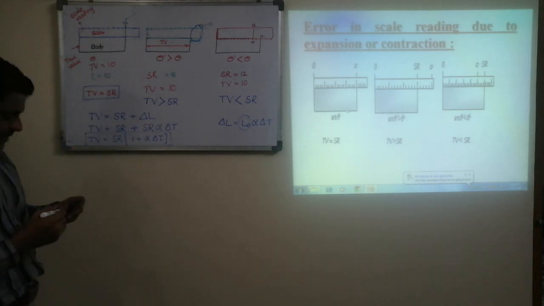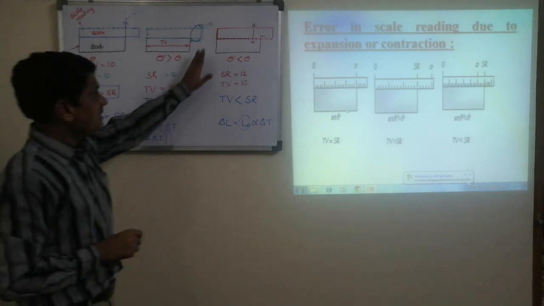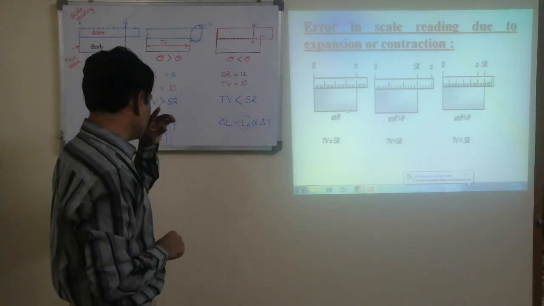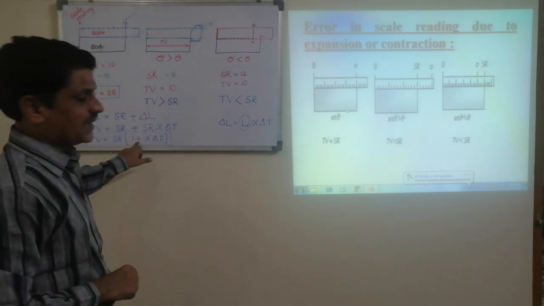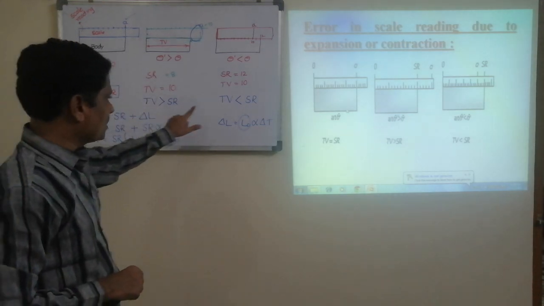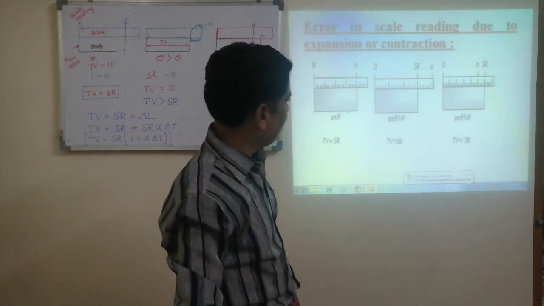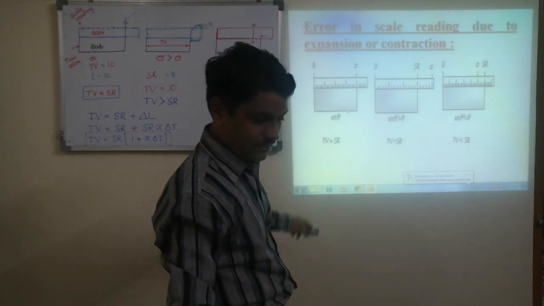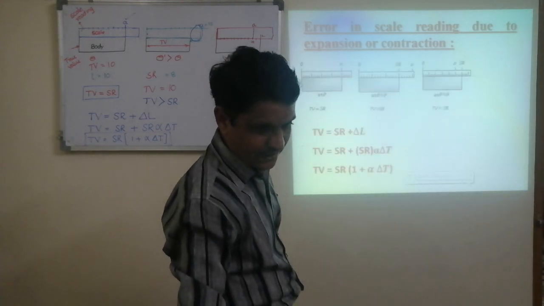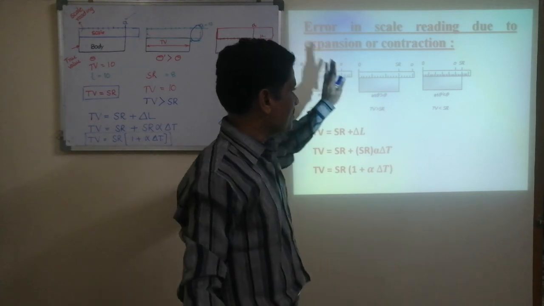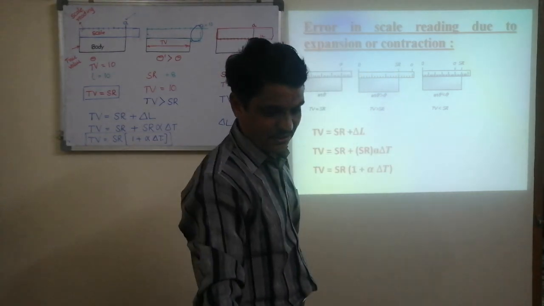when the temperature is increased. In this case, scale reading is less and true value is more. When the temperature is decreased, this is subtracted. Instead of addition, here it is subtracted. Okay, so that you can look at here. Same I have arrived here. Right now you pause the screen and note down this much.